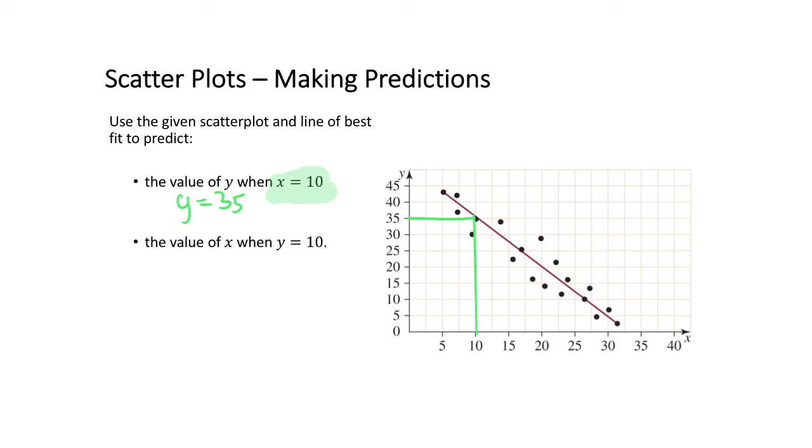I can do the same thing for the second one, for predicting x when y is 10. This time I'm going to go to my y-axis first, move up to y is equal to 10, and draw a line across to my line of best fit. Then once I've reached my line of best fit, I draw a line back down to my x-axis, and I can see that x is going to be equal to 27. So x is equal to 27. So using my line of best fit on my scatter plot, I can go ahead and make predictions for the value of variables shown.